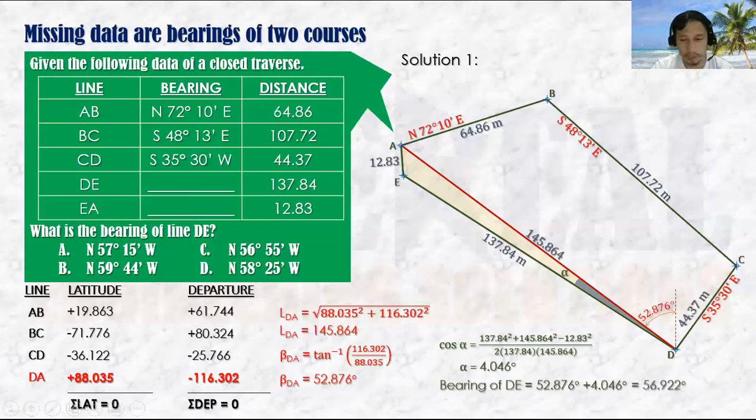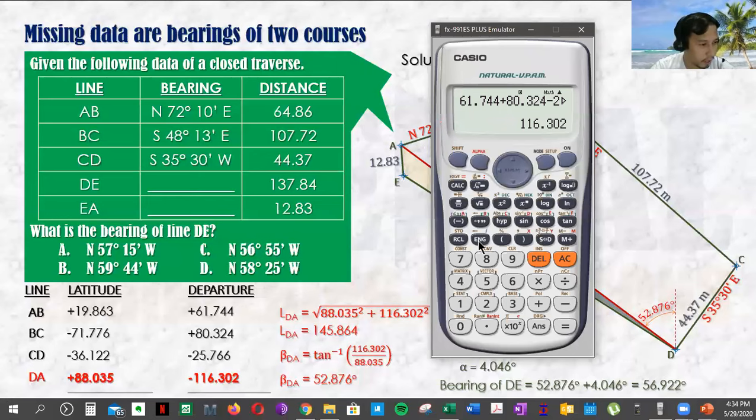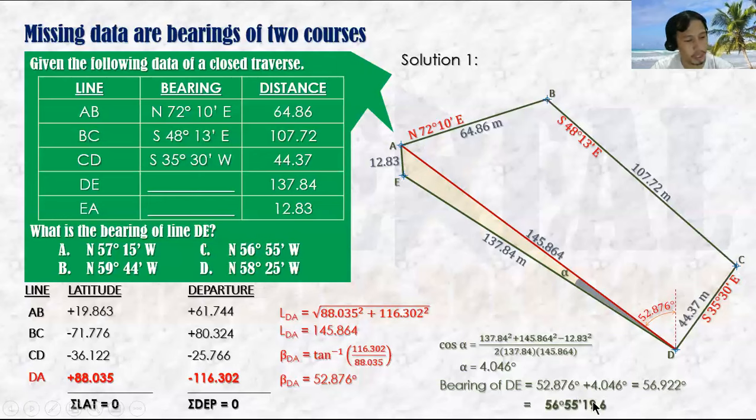And that is 56.992. Okay? And if we're going to express that in degrees, minutes, seconds, you just press this button on the calculator. So it will give you 56 degrees, 55 minutes, and 19.6 seconds. Okay, that's seconds. And along with the direction, northwest, that is its bearing.